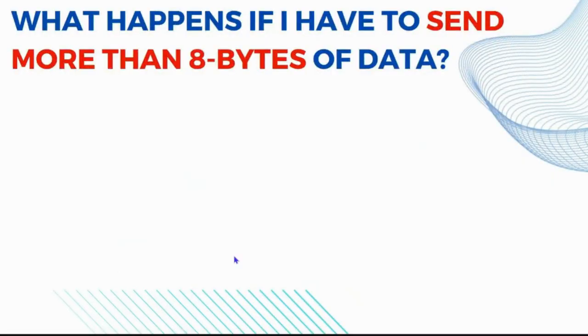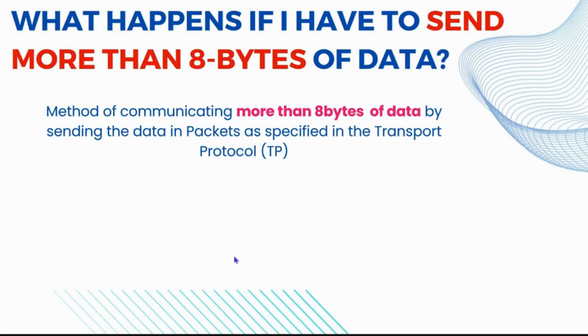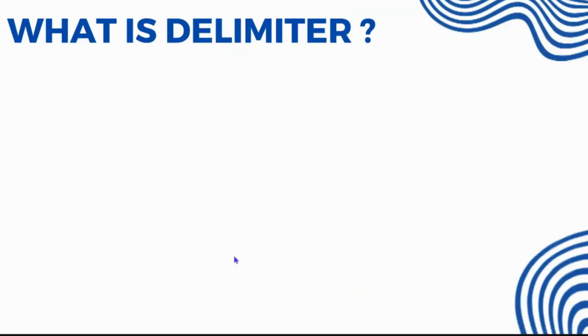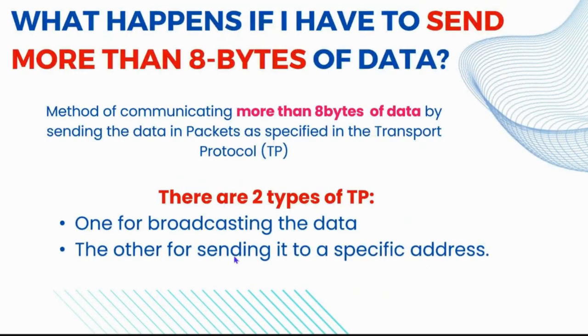What happens if I have to send more than 8 bytes of data? Mostly we need to use the transport protocol, which is part of a flow control mechanism by which the data will be transferred. One is for broadcasting the data, the other for sending to a specific address. These are the two types of CAN-TP that should be followed.